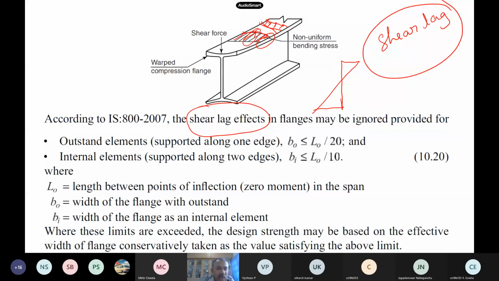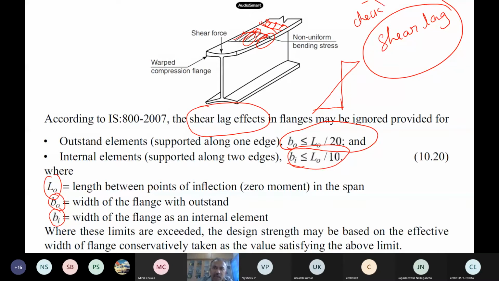So here they say that you can ignore this. These are the guidelines. If B naught is less than L naught by 20, or B naught is less than L naught by 10, where L naught is the length between the points of inflection in the span, then B naught is the width of the flange outstand, or internal element. So you have to do this check also. Generally, this is not a big issue in our design, but this is just a check.